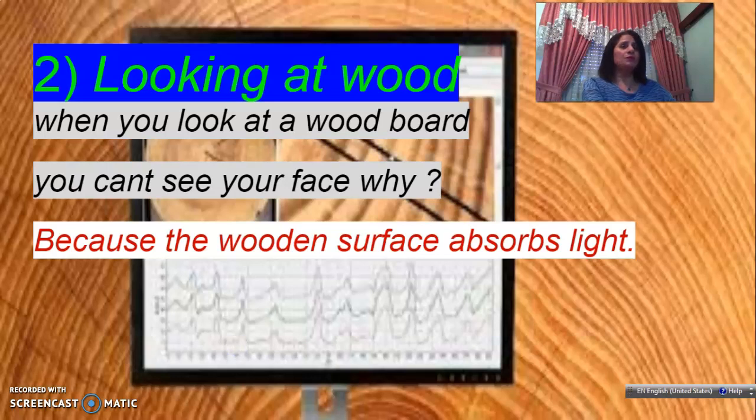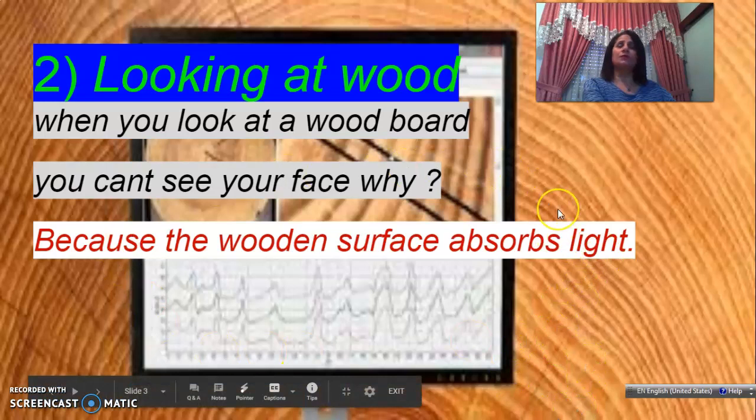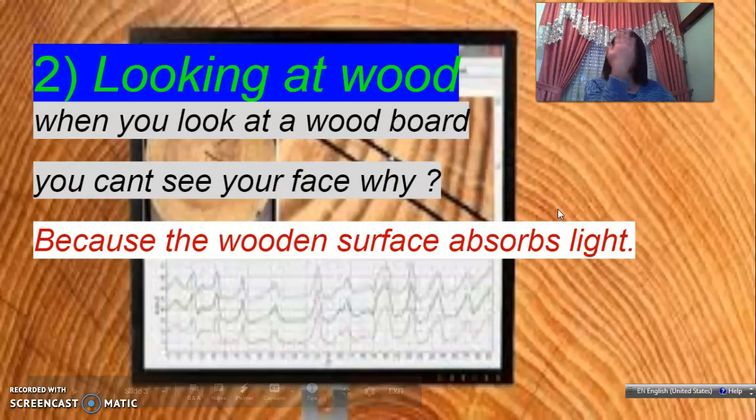Looking at wood. When you look at a wood board, can you see your face? Of course not. Why? Because the wooden surface absorbs light. So when you look at a wood board, you cannot see your face because the wooden surface absorbs light.